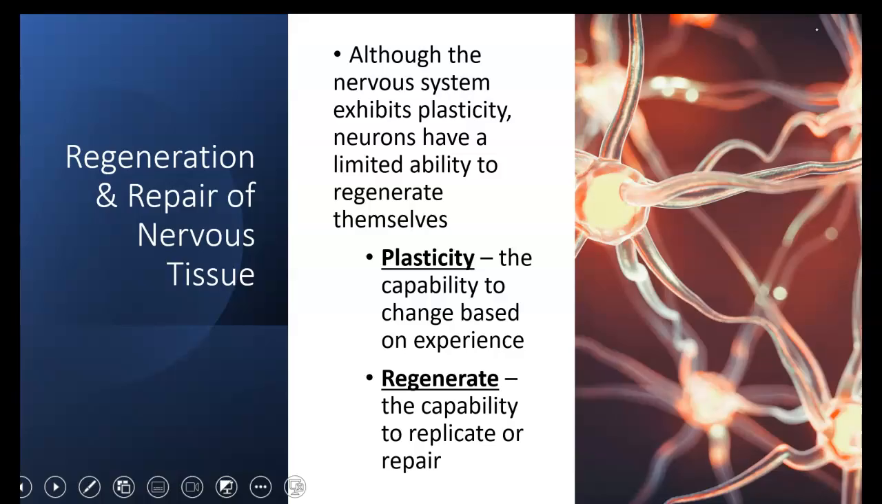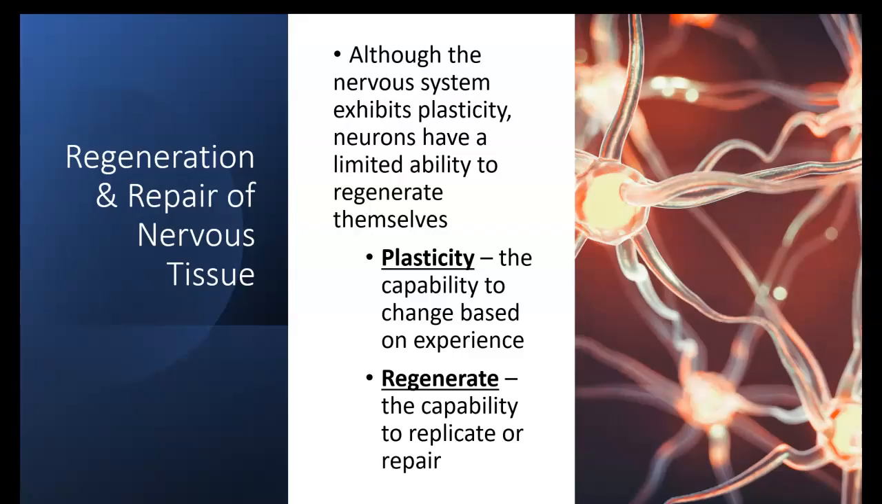Although the nervous system exhibits plasticity, meaning it's able to change and rewire itself, neurons have a limited ability to regenerate themselves. So lots of times you hear that if you lose brain cells, it's for good. They do not go through mitosis, they don't regenerate themselves, and for the most part, they don't repair themselves if the damage is really bad. So plasticity is the capability to change based on experience, to rewire themselves and learn things, while regeneration is the ability to replicate themselves. Now they found out that this isn't exactly true.